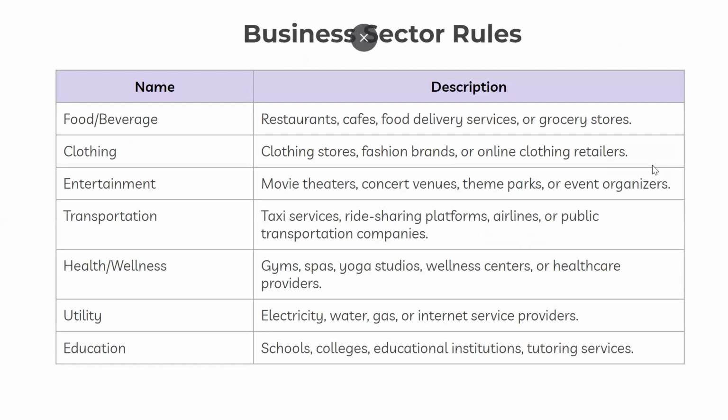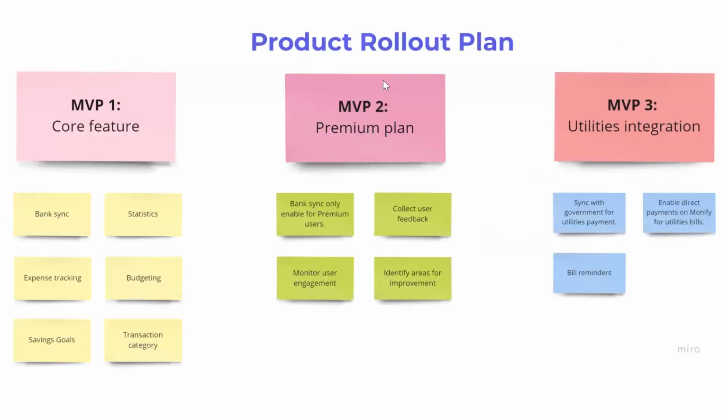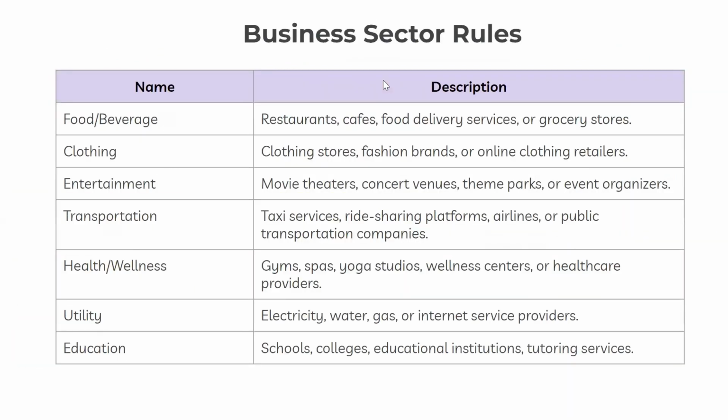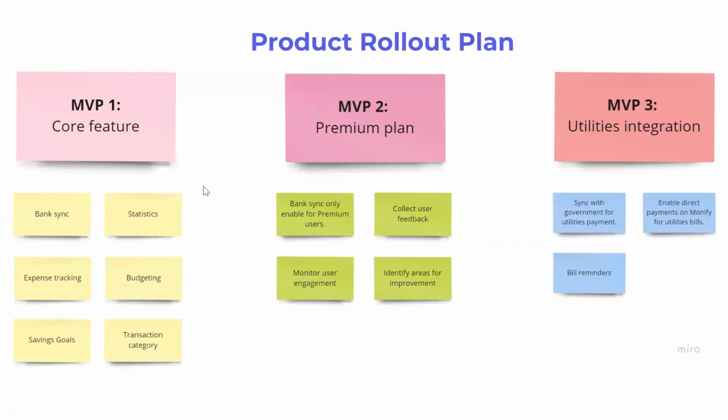And this is the business sector rule example for you guys to have a clear overview, such as food and beverage, clothing, entertainment, transportation, and so on. And this is the product rollout plan for Modify.